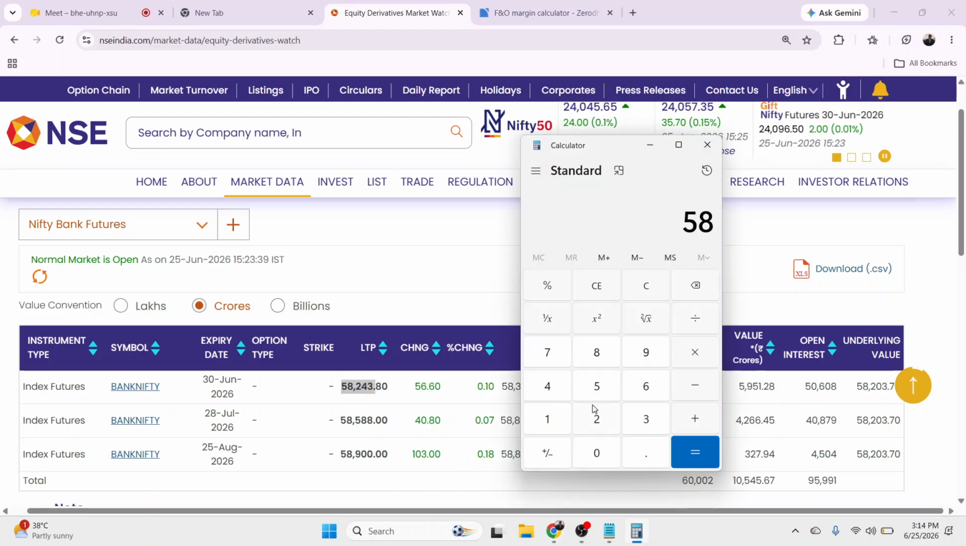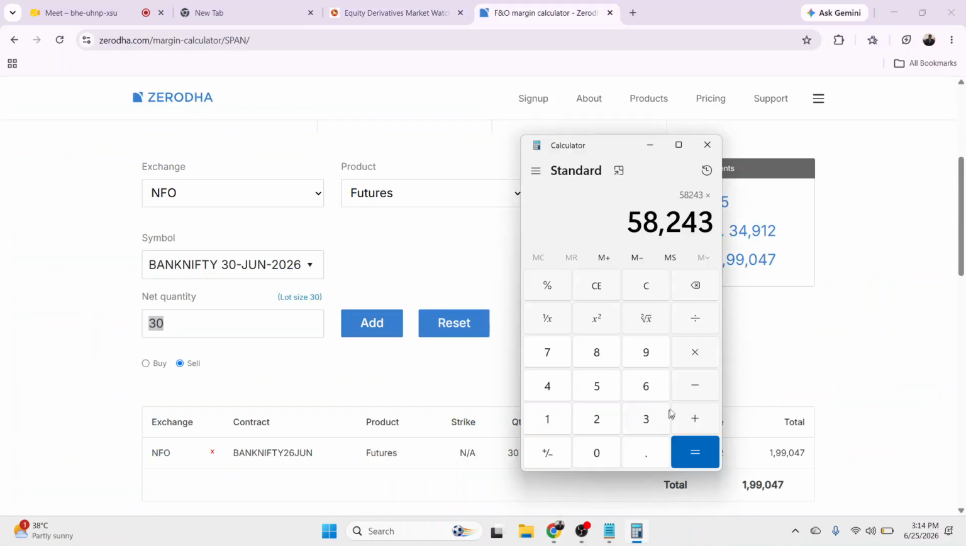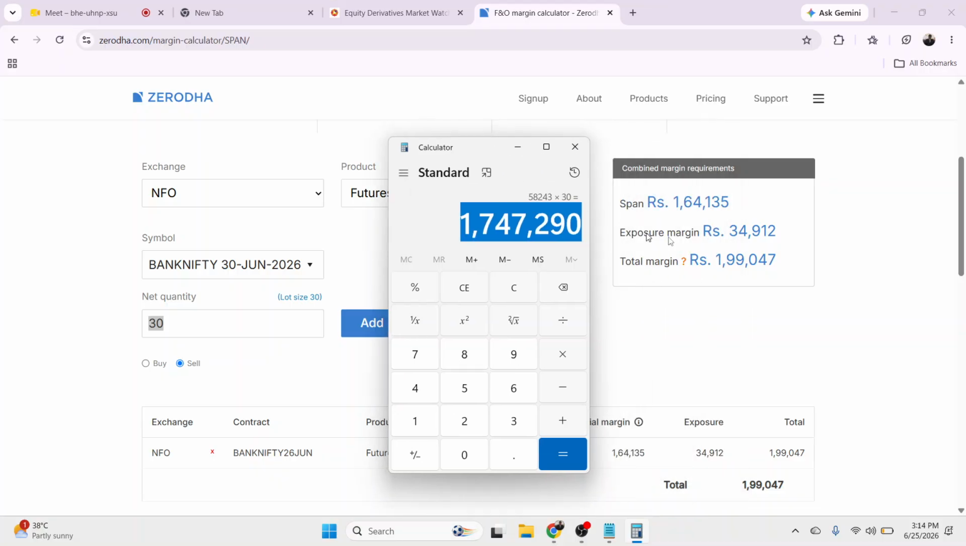58243 multiplied by 30, which is the lot size. If you multiply this value with 30, the lot size, this would be the contract value. The contract value is 17 lakh, but you have to pay only 2 lakh rupees. So by paying 2 lakh rupees, you can buy a contract value of 17 lakh.